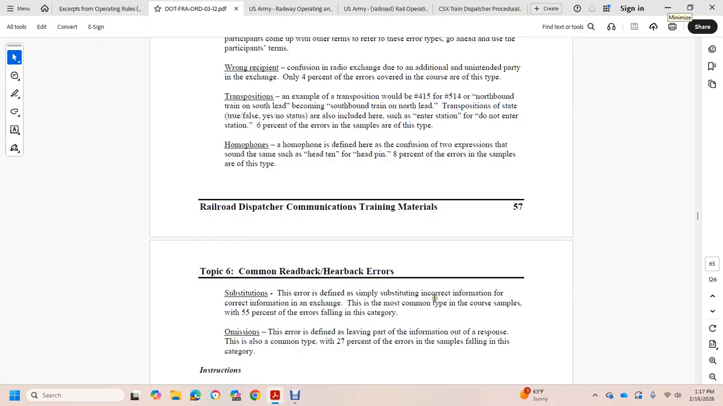Substitution. The error is defined simply as substitution of incorrect information for correct information in the exchange. It is the most common type in the course samples, with 55% of the errors falling in this category. Omission. The error is defined as leaving part of the information out of the response. This is also a common type, with 27% of the error samples falling in this category.